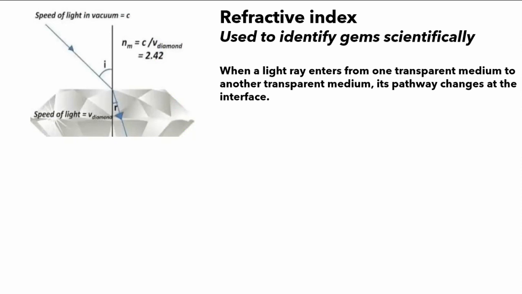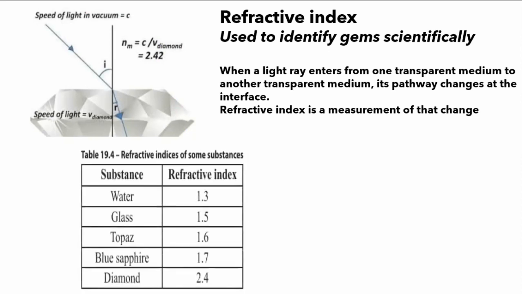If you look at this figure, a light ray entering from air medium enters the diamond crystal and its pathway is changed. Refractive index is a measurement of this change of pathway of a light ray. Here are some refractive indices of certain substances. As you can see, diamond has a refractive index of 2.4, and this refractive index is specific for each substance.